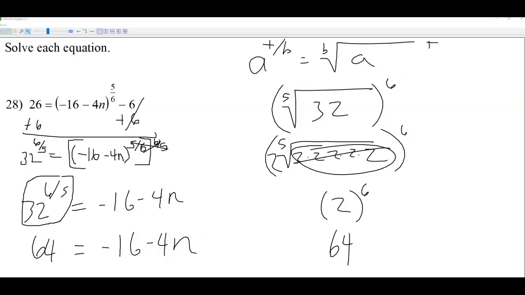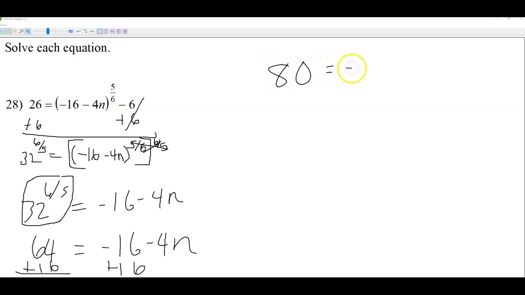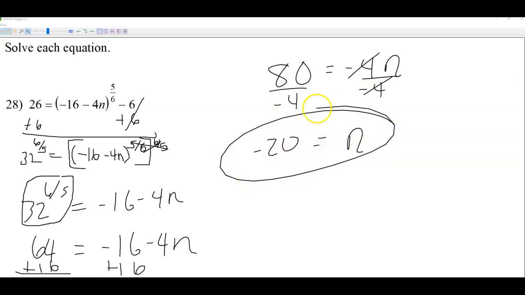From there, we're just going to go ahead and solve it using the old school algebra from Algebra 1. We're going to start by adding 16 on both sides, like so. And that's going to end up giving me 80 equals negative 4n. And then we just divide. And the final answer there would be negative 20.